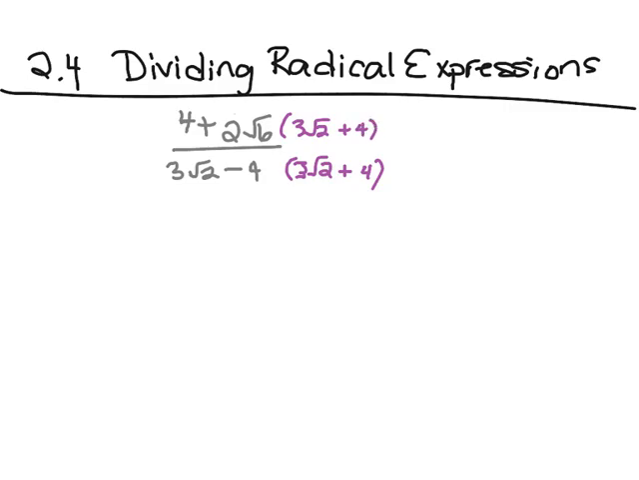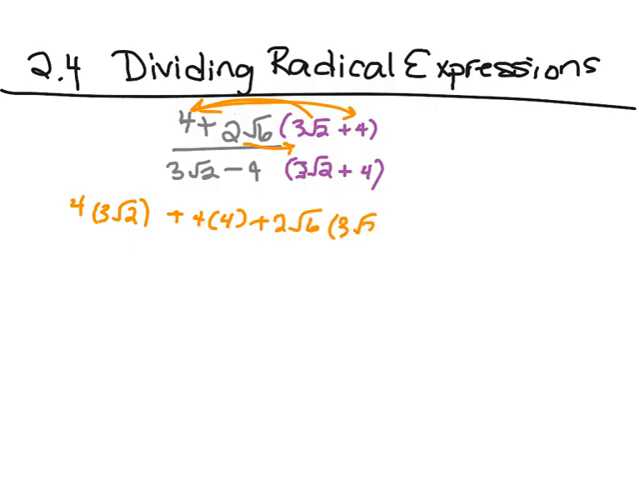So we're going to multiply this out. So 4 times 3 root 2 plus 4 times 4 plus 2 root 6 times 3 root 2 plus 2 root 6 times 4. So that's our top.